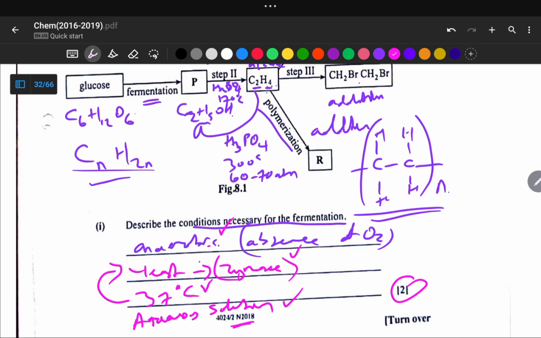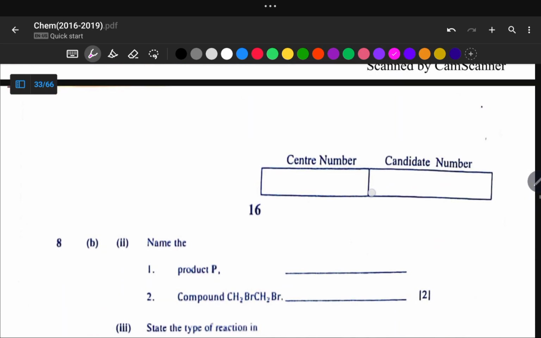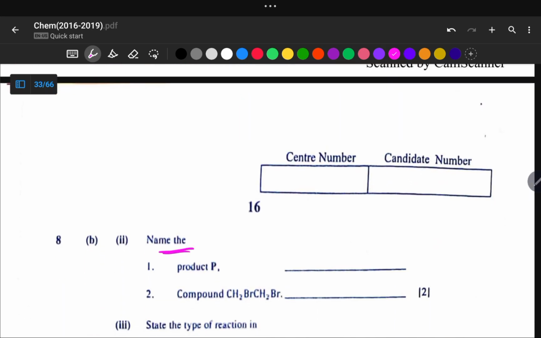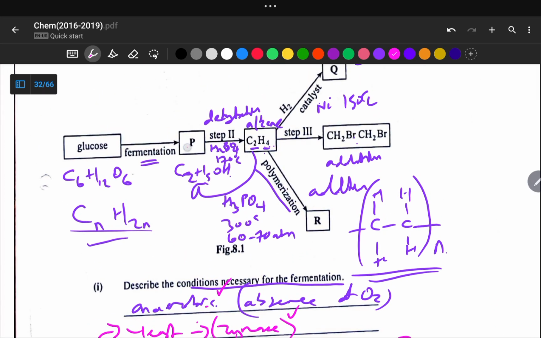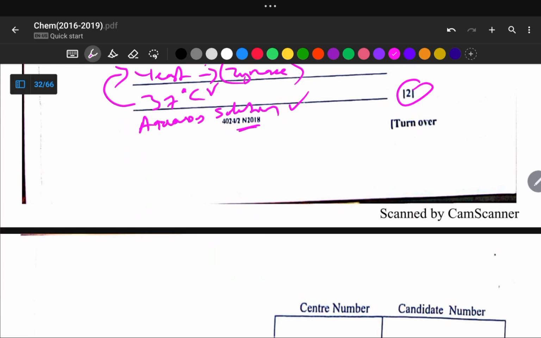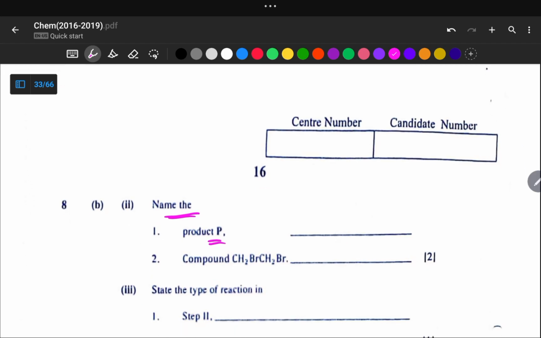All are important, right? And then we go on to the next one, which says name the product P. So which one is our P? P is ethanol. We said P is ethanol, right? And then the next one says name the compound.